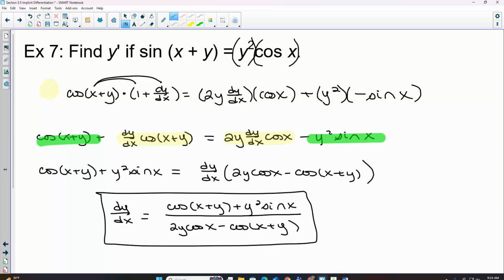And if you had brought things to the other side, all of your signs would be the opposite, which is totally fine. But you should have the same expression overall. Questions on how are we doing with this overall?